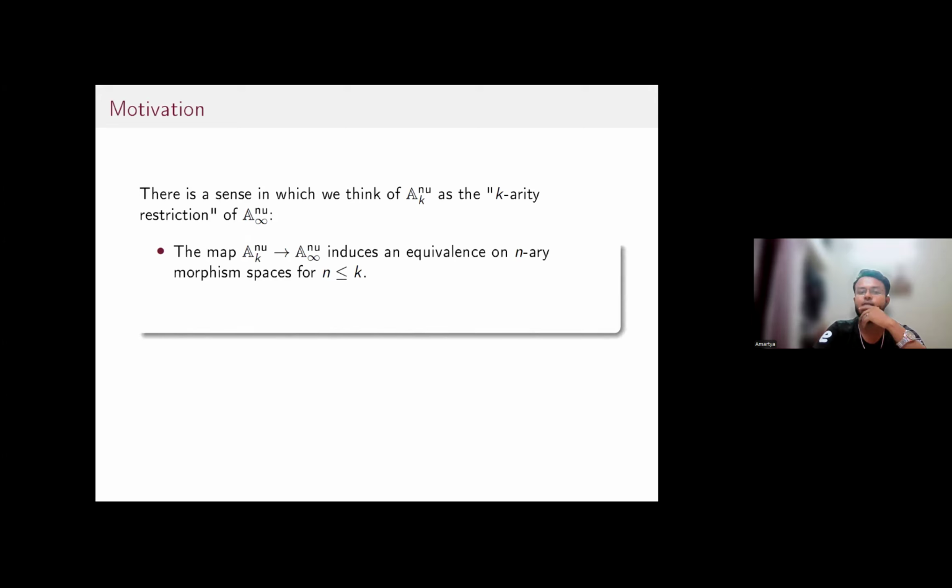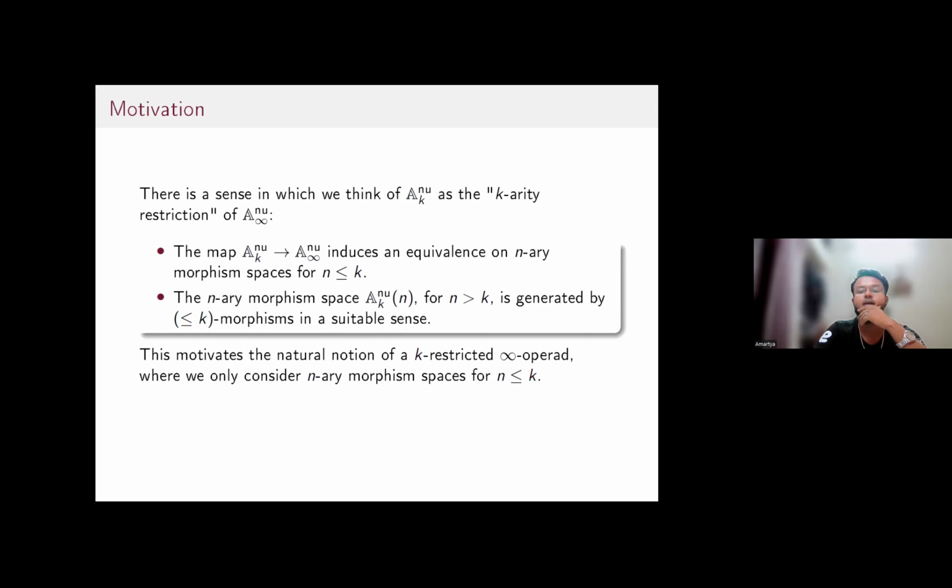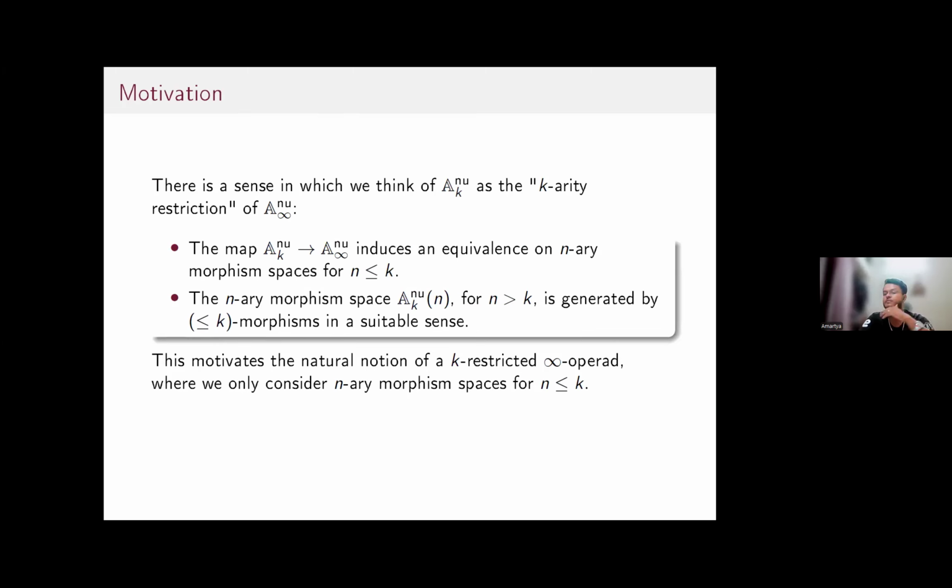This map from ANU k to ANU infinity induces an equivalence of n-ary morphism spaces for n less than or equal to k, and then the n-ary morphism space for n greater than k is generated by these less than or equal to k morphisms in a suitable sense. So this motivates the natural notion of a k-restricted infinity operad, where we only consider n-ary morphism spaces for n less than or equal to k. So you basically think about them as k-arity skeletons of infinity operads. That's supposed to be our motto.